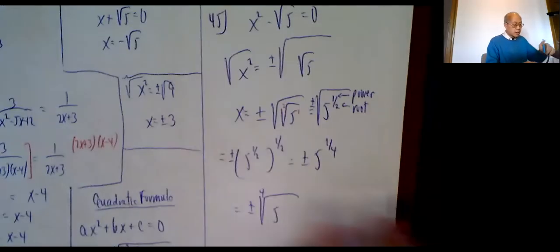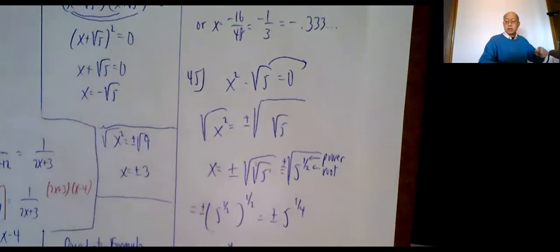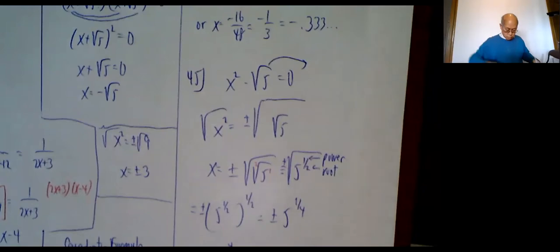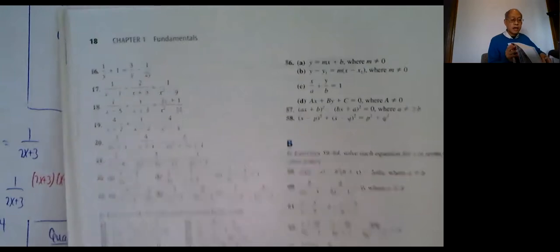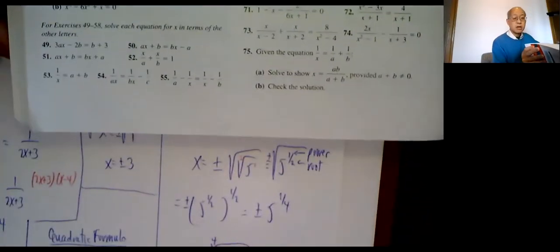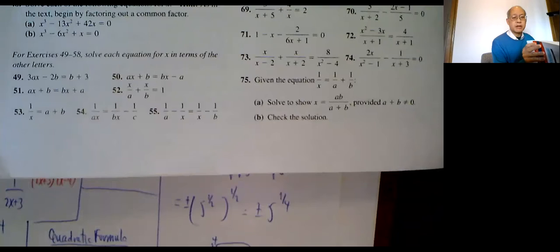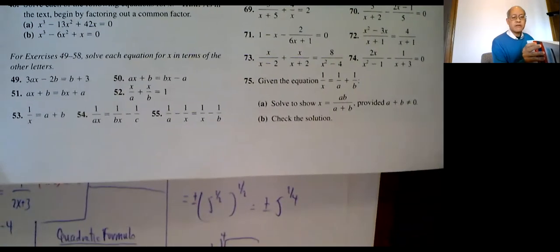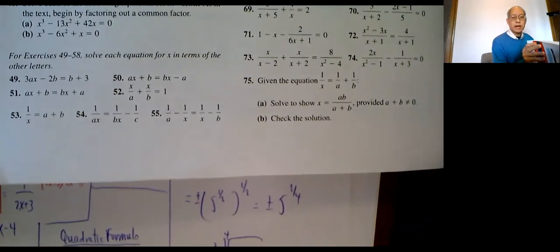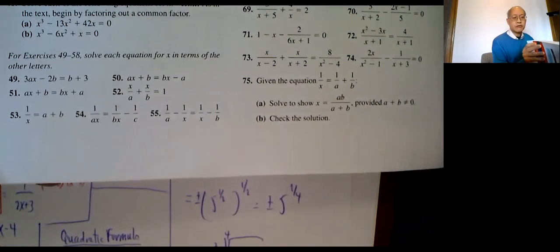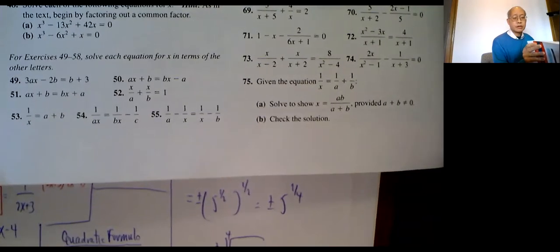All right, so I'm going to go ahead and get started. So last time I got up to problem 45. I'll do some more problems from there. So I'm on page 18. Okay, solve each equation for x in terms of the other letters. So notice for 49, 53, they give you more than one letter. But you're still going to solve for x anyway. Okay, so let's see if we can do that.